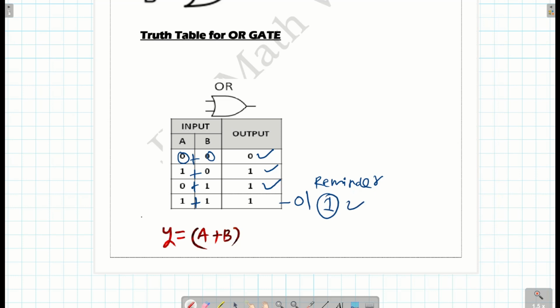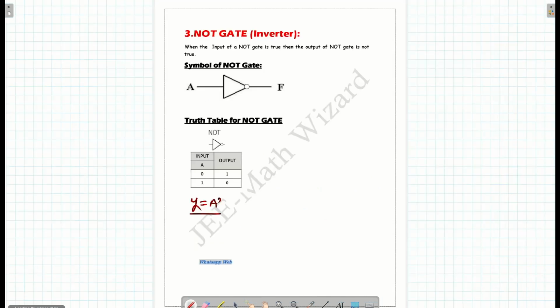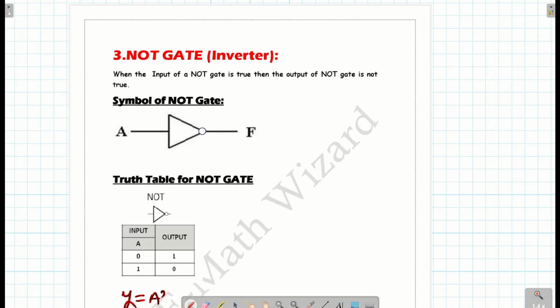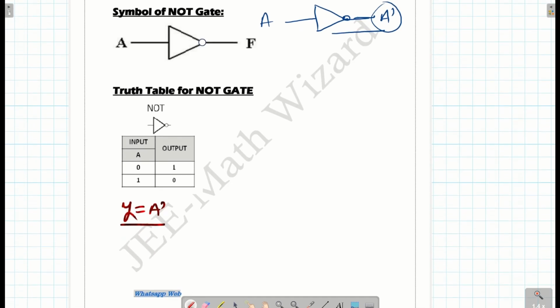Okay. Next, NOT gate. So a NOT gate is basically an inverter, like the dash. If you put in an input, something like A, you will get A dash, the inverse. Okay, so the truth table is this.